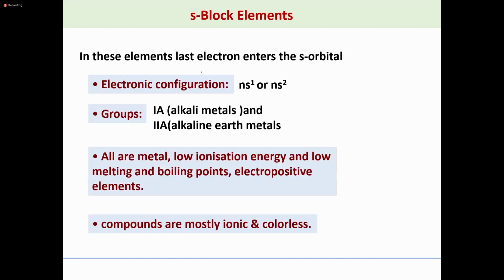First of all, the S block element. Okay. So in these elements, the last electron enters the s orbital. We know that s orbitals are spherical. So in this s orbital, the last electron enters. When the last electron enters the s orbital, it is called an s block element. And what will be the electronic configuration of the s block element? ns1 and ns2. Okay. So s for the s block element and n is the principal quantum number.